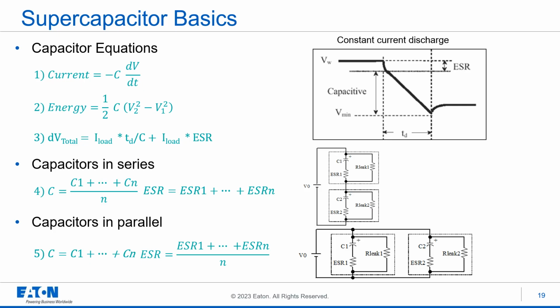Some additional questions for capacitors in series are that the capacitance divides by the number in series and the ESR multiplies. Conversely, for capacitance in parallel, the capacitance adds and the ESR divides. If we look at a discharge curve shown in the upper right, under constant current, you get an initial voltage drop due to ESR, then a linear drop in voltage due to capacitance, where the capacitance is the current divided by the slope of the line.